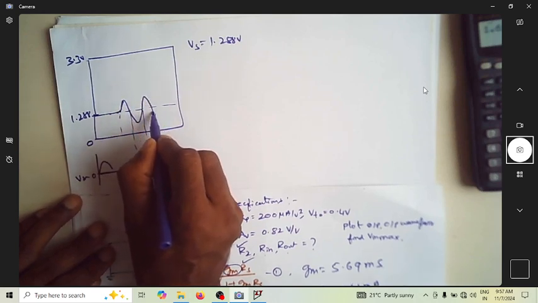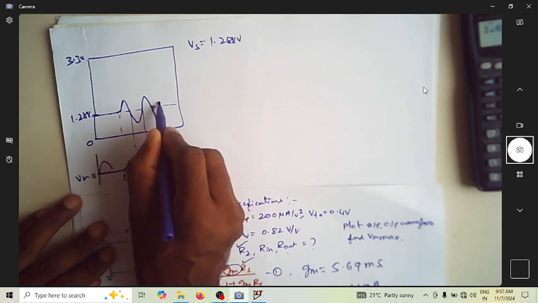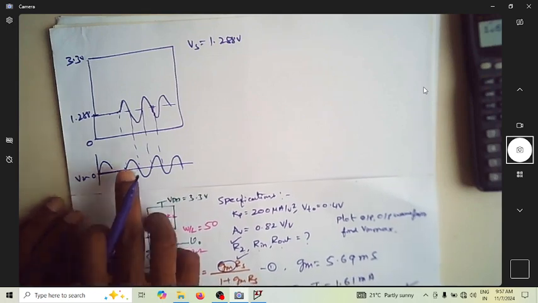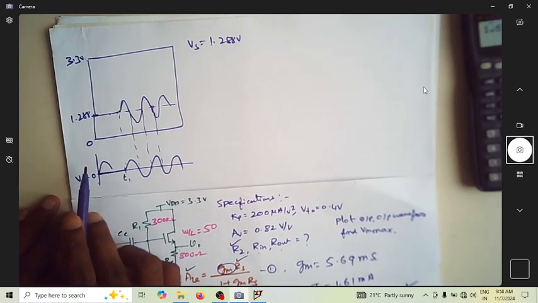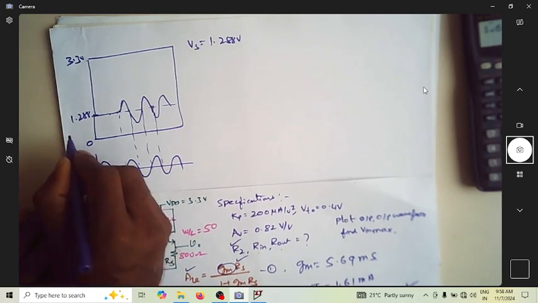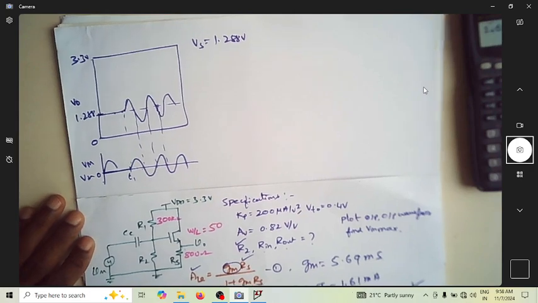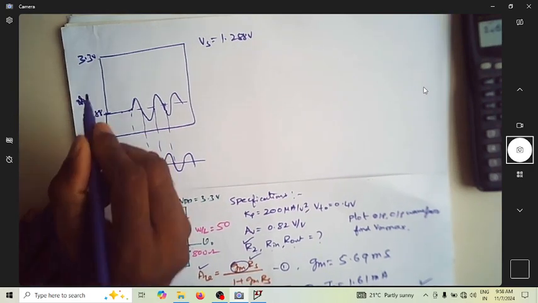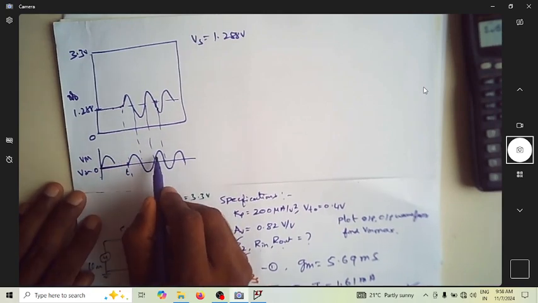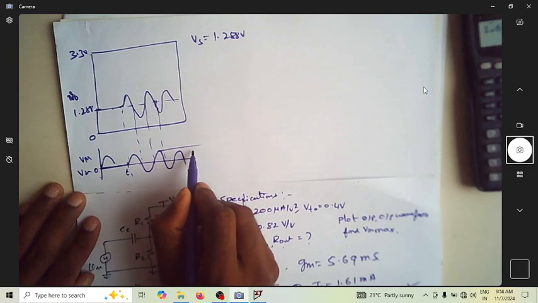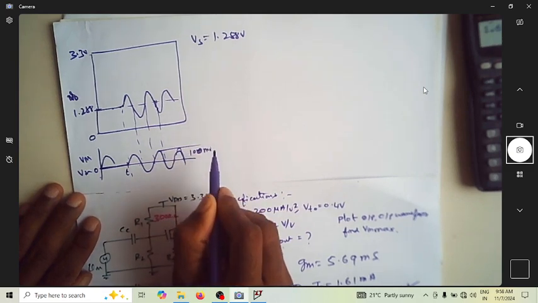This is how it is going. So this is my input signal. This is V in, this is V naught. Now when I say V naught, it is the small signal. Now what is this amplitude? Okay, let us take an amplitude of 100 millivolt peak here.